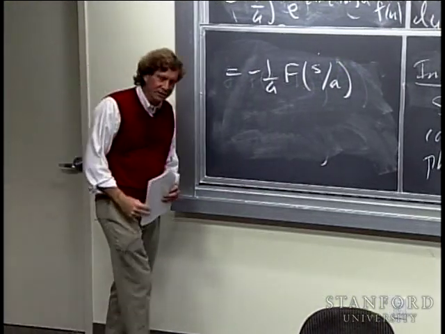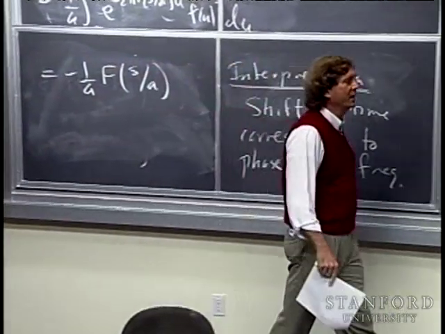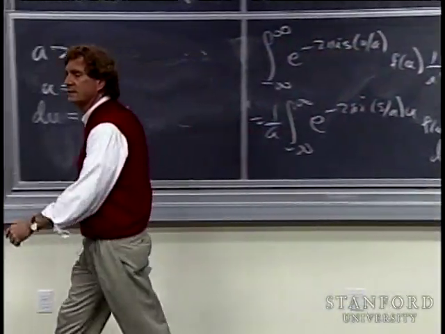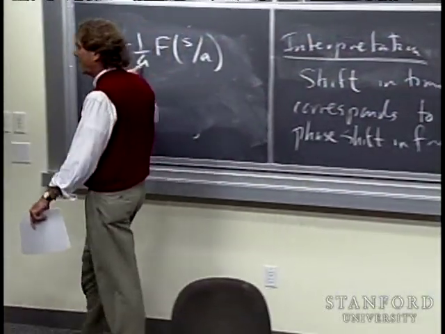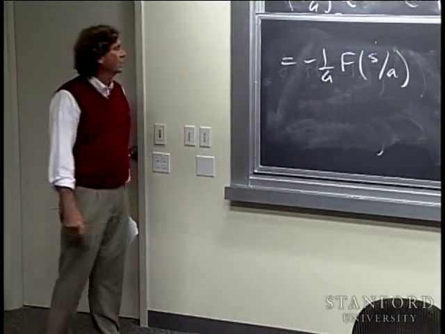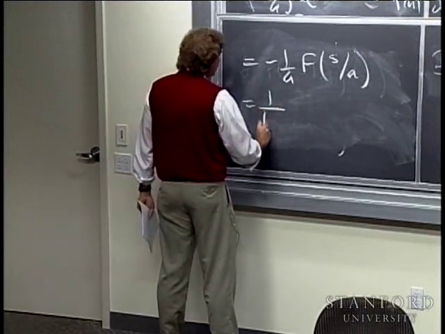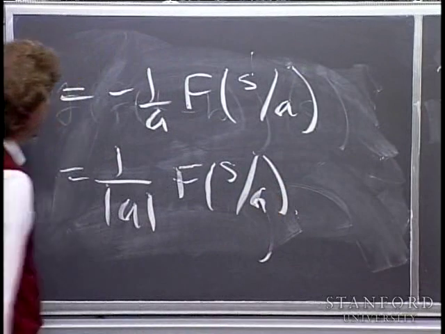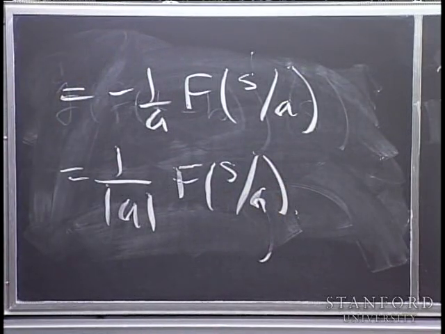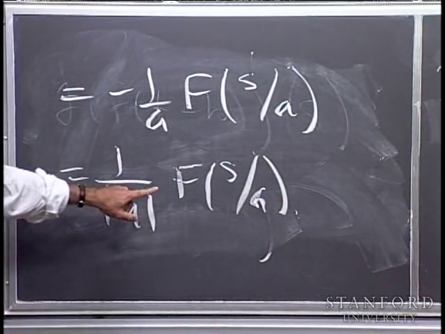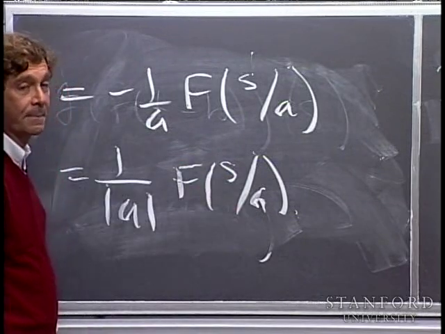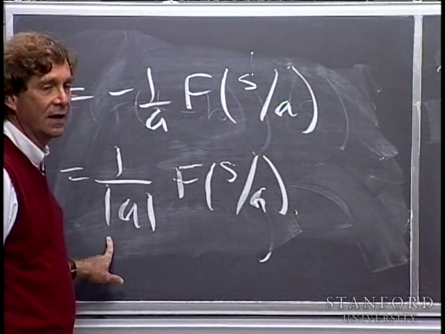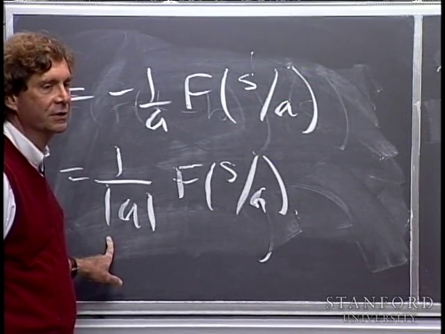They're different, sort of, when a is positive and when a is negative. But really, you can combine both cases, if you realize that if a is negative, minus a is positive. In other words, this is the same thing as 1 over the absolute value of a times the Fourier transform of the original signal evaluated at s over a. And of course, this also includes the previous formula, because if a is positive, taking the absolute value doesn't do anything to it. It just returns the original value.